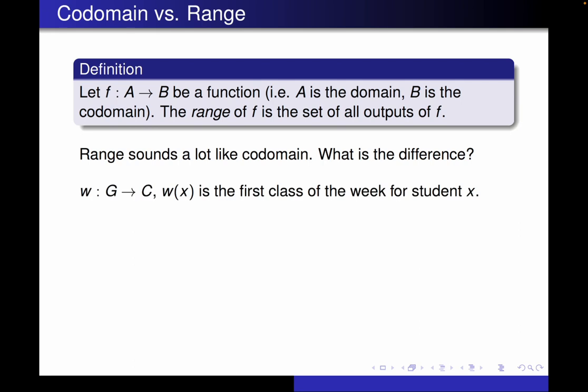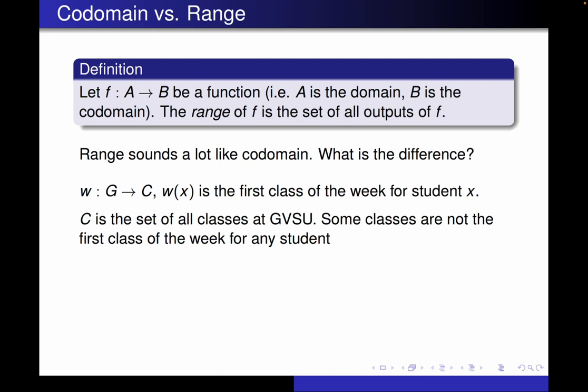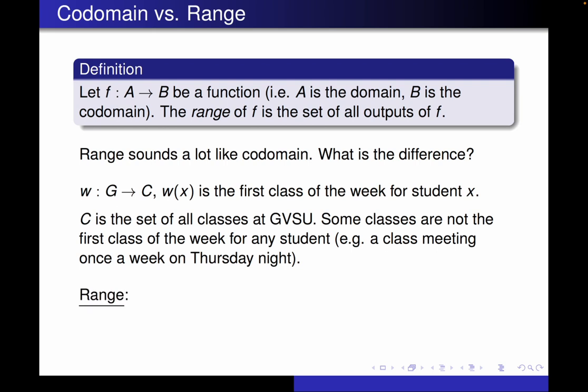Well, let's see. The way we defined our function W, our codomain was the set of all classes. So W of X was the first class of the week for student X, and C was the set of all classes at GVSU. Now, it is possible, in fact it is probable, that there are some classes out there that are not the first class of the week for any student. For instance, if you have a class that meets once a week on Thursday night, it's probable that nobody in that class has that class the first time. They probably have it earlier in the week, like on Monday or Tuesday. However, we do include that in the codomain.